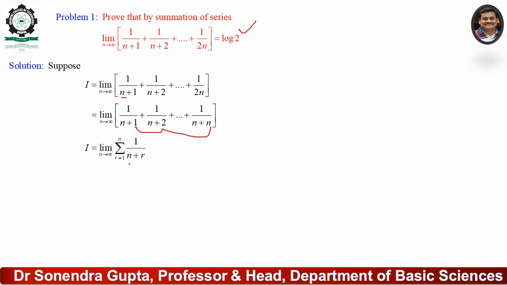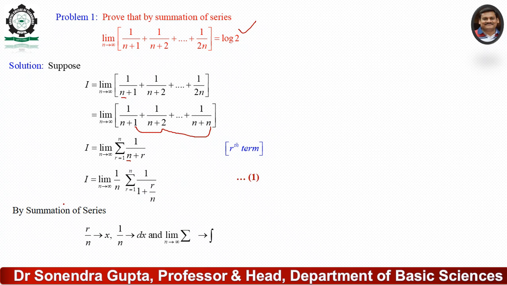What will we do next? We will take the common value n, which is 1 upon n. 1 upon n, limit, r equal to 1 to n, 1 upon 1 plus r upon n. Now call this equation number 1. By the summation of series, r upon n tends to x, 1 upon n is replaced by dx, and as limit n tends to infinity, summation is replaced by integration.